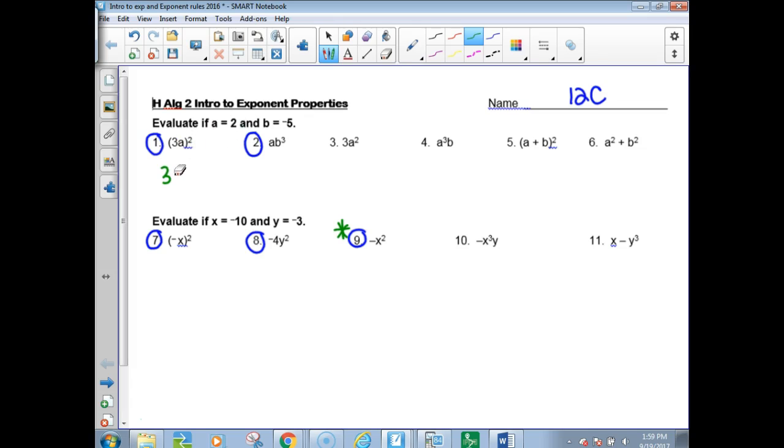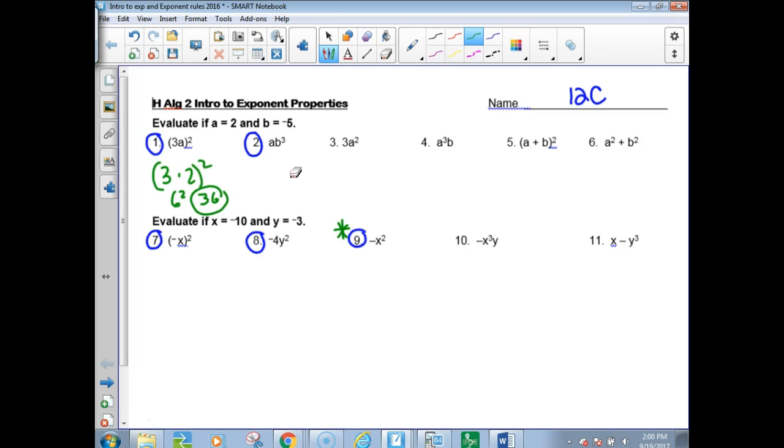So we have 3 times 2, to the second. This is one of the super easy ones. You multiply first. You want to do order of operations, the parentheses first, then square. So it's going to be 6 squared, which of course is 36.